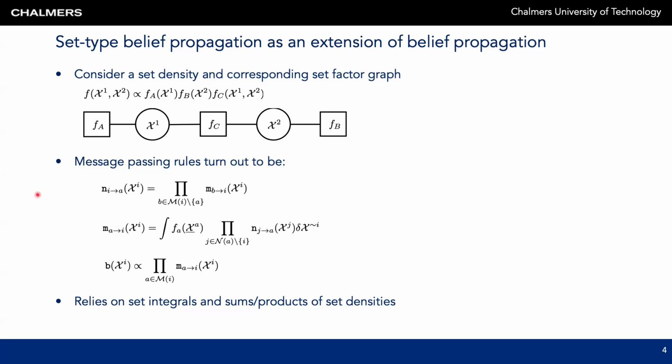The message passing rules become slightly more complex, involving set integrals and sums, or products of set densities. However, the overall principle remains the same. Information is passed between nodes in the graph, allowing us to compute approximate marginal densities in the context of set random variables.